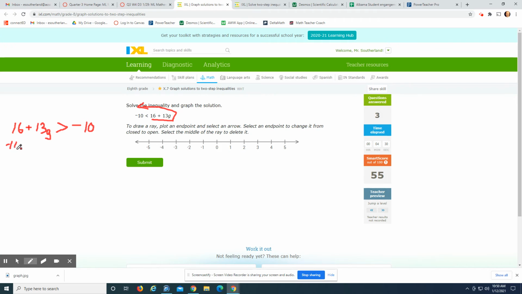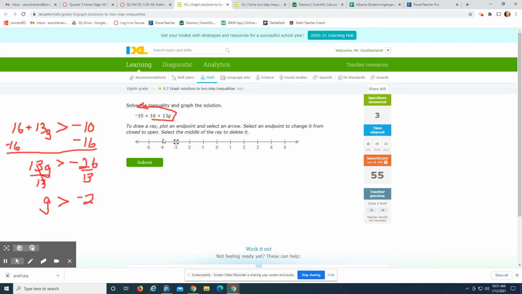So I'm going to subtract 16 on both sides. I get 13g comes down, the 16s cancel, the sign stays the same, and then negative 10 minus 16 is negative 26. We're going to divide both sides by 13. And those will cancel. G is greater than negative 2. And then we just graph it. So we go to negative 2. Doesn't have the equal sign, so we want an empty circle. And then greater than is to the right.